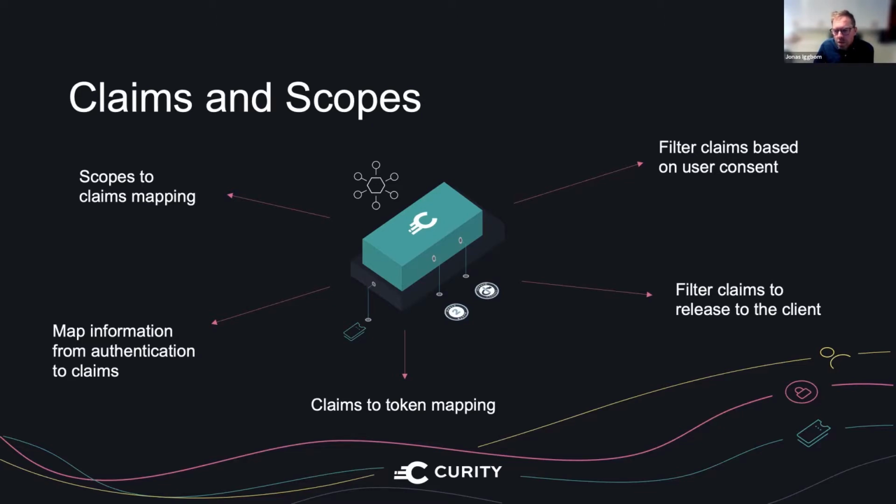Again, filter claims to release to the client, and this is essentially consent, right? We can actually filter claims based on user consent. We don't want to release claims that are not consented by the user, right? So that's one aspect that the token service handles as well. Filter claims to release to the client means we can configure different clients, different OAuth clients within the token service, and this will then make sure that only certain claims go to the correct requesting client.